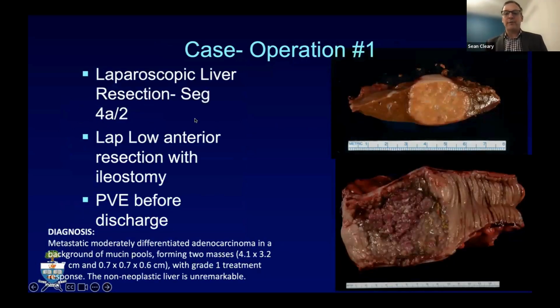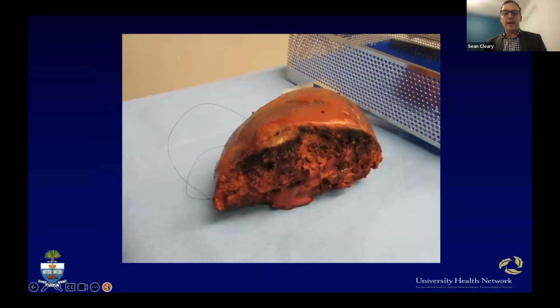So she started off with her first operation. She had a laparoscopic resection of that lesion in the middle of the liver, segment 4 and 2. She had her rectal resection, and then she had a portal vein embolization before discharge. This shows you her rectal lesion and then the liver metastasis there, and obviously confirms the cytology and the pathology. And then we moved on to the portal vein embolization.